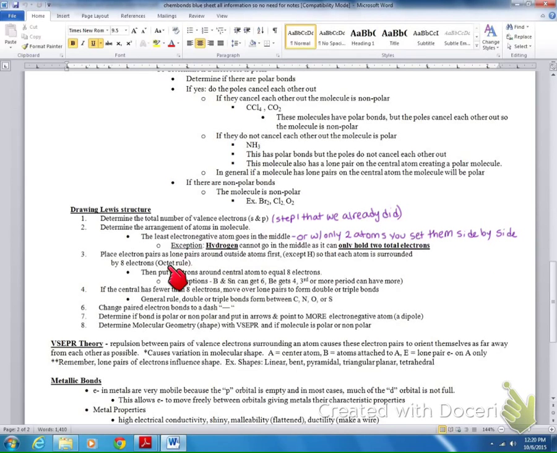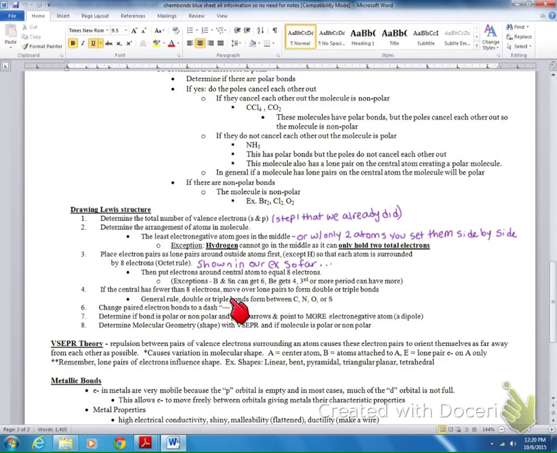We're going to place lone pairs of electrons around the outside atom first, again except hydrogen, so that each atom is surrounded by 8 electrons. We've shown that in our example so far, so that's how chlorine got those. We shared with the hydrogen, and then we put the other 6 electrons around chlorine. We're then going to put electrons around the central atom to be equal to 8 electrons. If the central atom has fewer than 8 electrons, so our oxygen for example, we're going to move over lone pairs to form double or triple bonds.